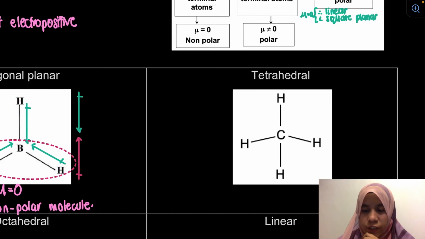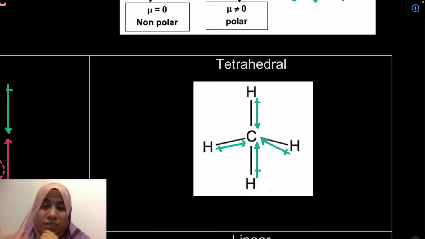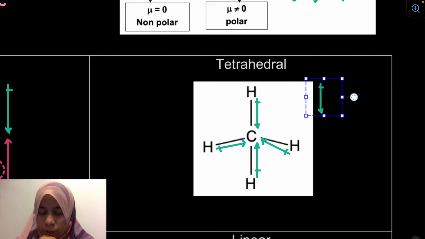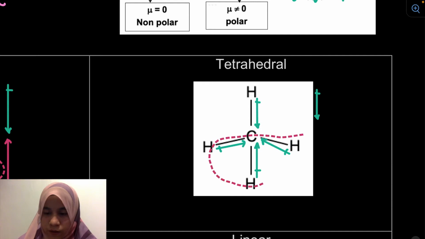Okay, next is tetrahedral. So we look here. We have arrows. Again, if there is hydrogen, the arrow starts from the hydrogen towards our atom. Okay, this is one, my resultant dipole moment. So there is one here. Then for these three, my resultant dipole moments all go upwards. All the arrows go upwards. So again, what will happen? It will be cancelled out.